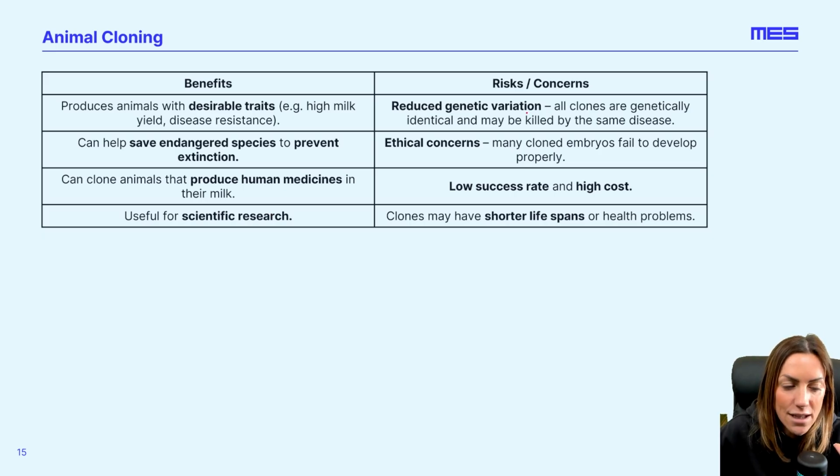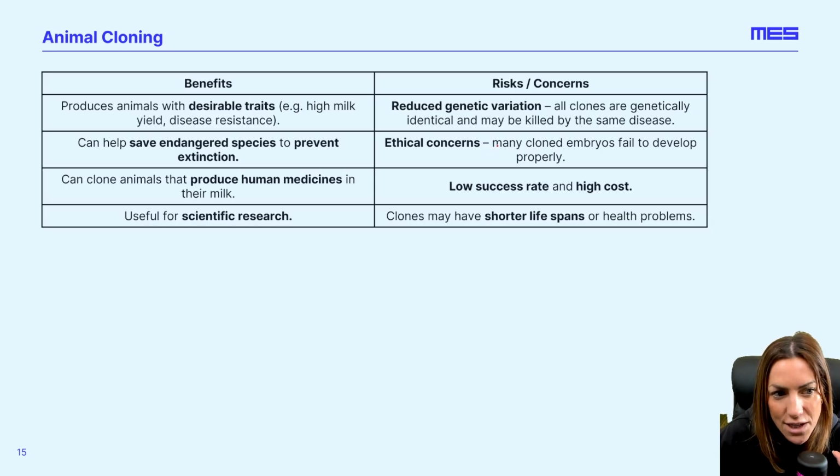In terms of risks though, again, we've got the same kind of risk as we did with the plant cloning. Whenever you are cloning an organism, it reduces genetic variation. All the clones will be genetically identical. You are decreasing chances of survival because they could all be susceptible to the same disease and could potentially all be killed by the same disease.